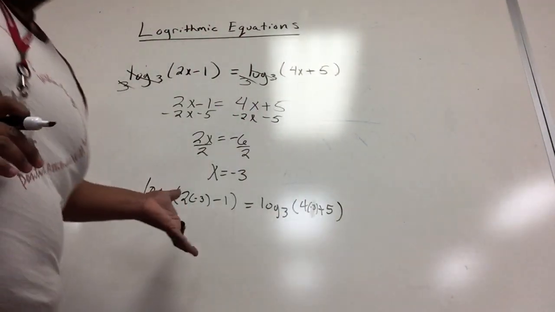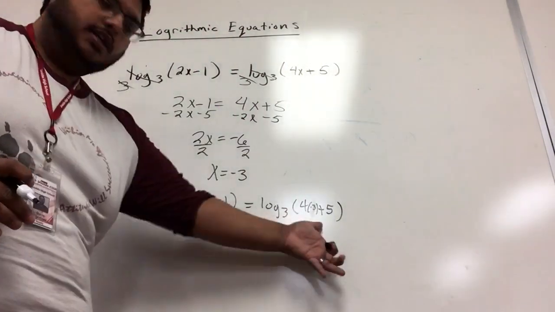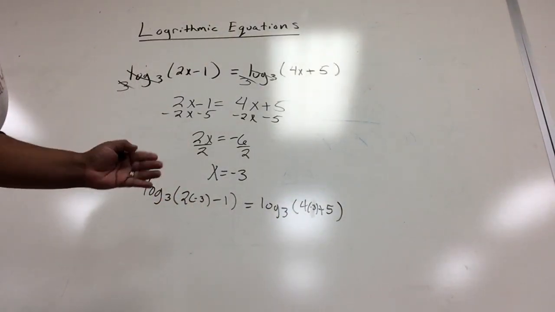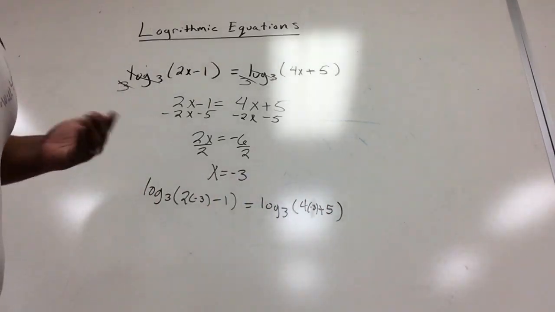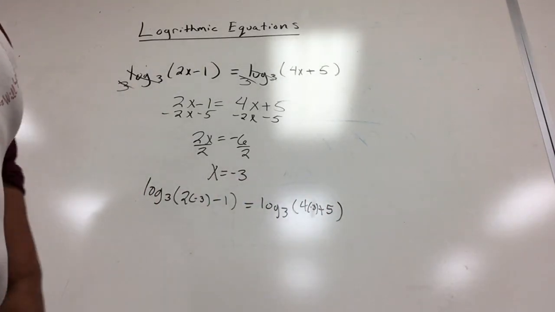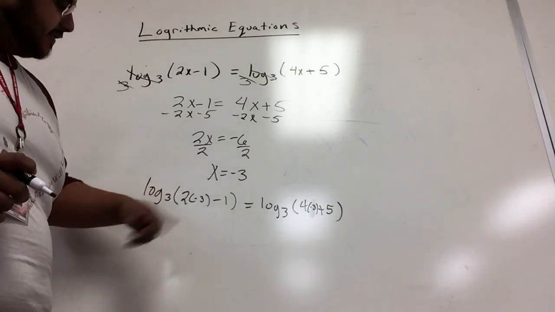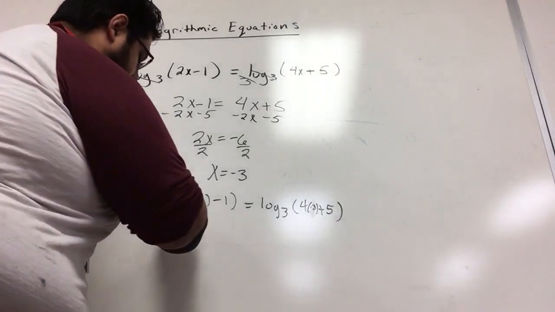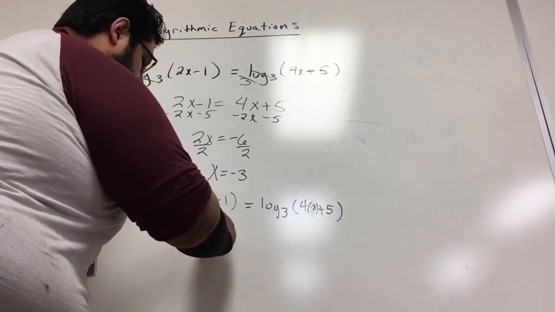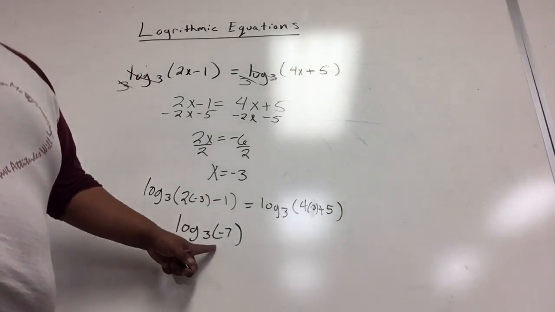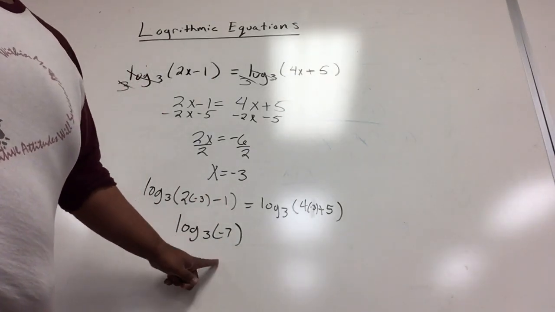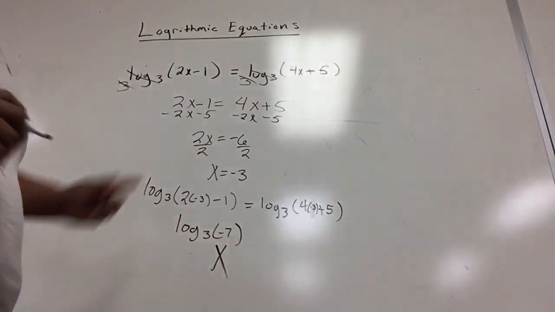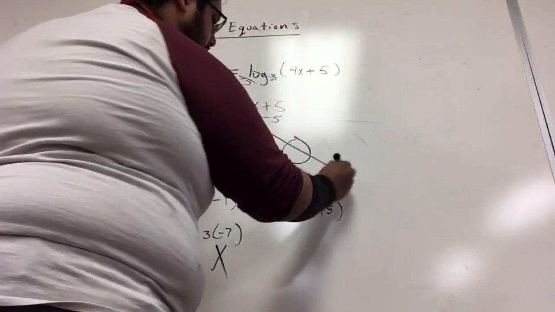What we need to remember is that the inside of a log cannot be zero or negative. So after you plug them in, if it results in a 0 or a negative, it ends up being no solution. In this case, 2 times negative 3 is negative 6. Negative 6 minus 1 is negative 7. So this is log base 3 of negative 7. Right there on the first one, this is a no-no. We cannot have negatives inside the logs. So because this is a no-no, our answer is no solution.